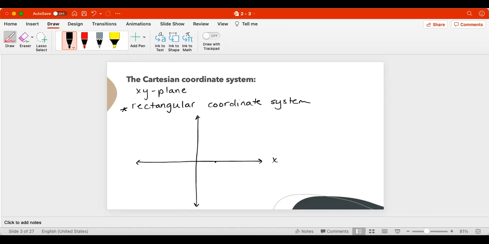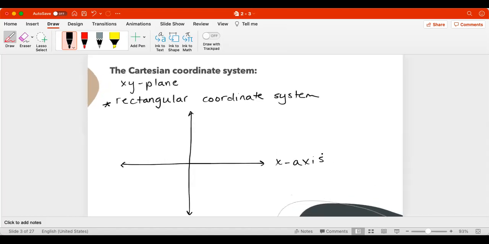This horizontal line right here is called the x-axis. I'm going to try to zoom in just a little bit. And this vertical line is called the y-axis. Now the center is called the origin. And these are number lines. So the center of a number line is going to be 0.